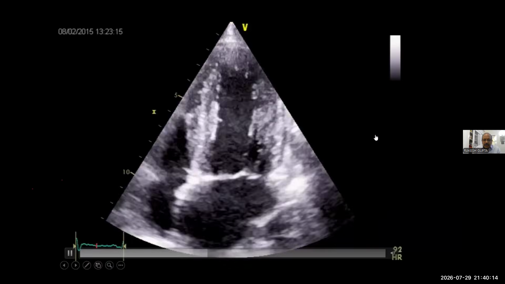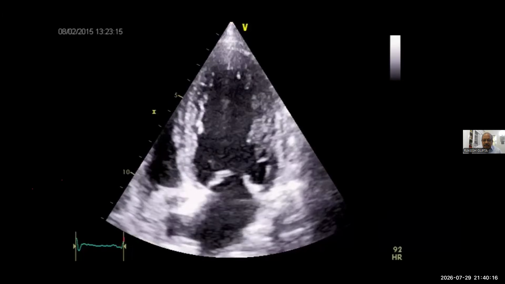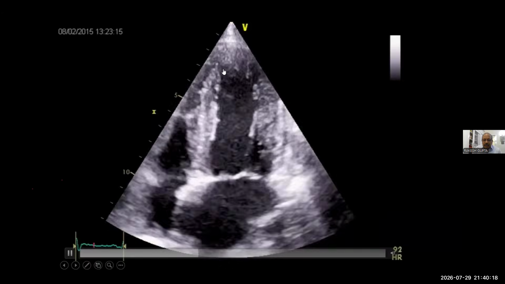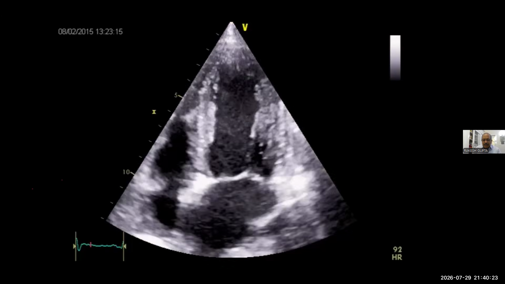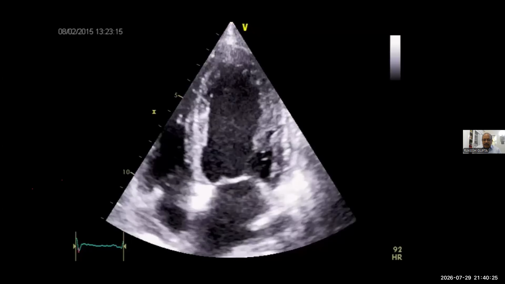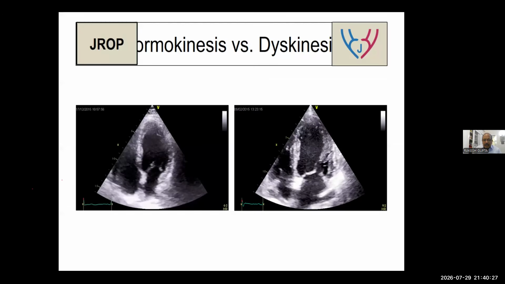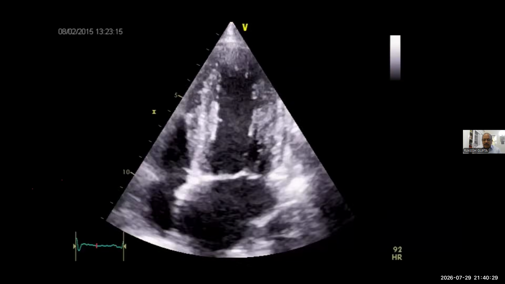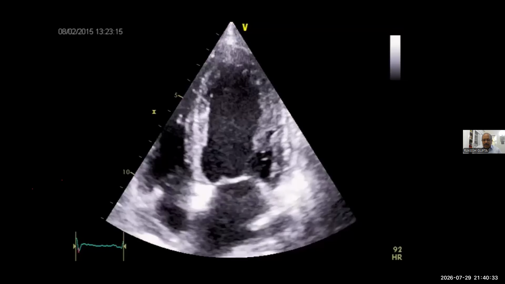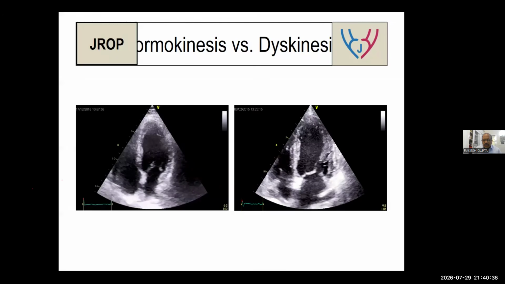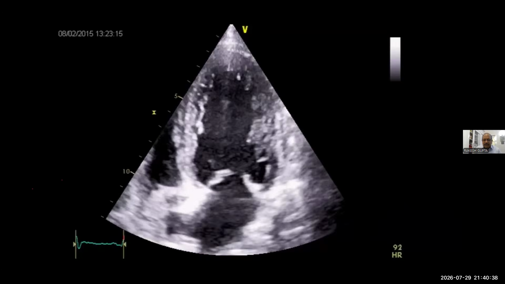All right. Now look at this segment. The apical segment with every systolic thickening is bulging out. Look very carefully. All the segments are contracting, but the apical segment is bulging out with every thickening. All segments are contracting, but the apex is bulging out. That is dyskinesis.